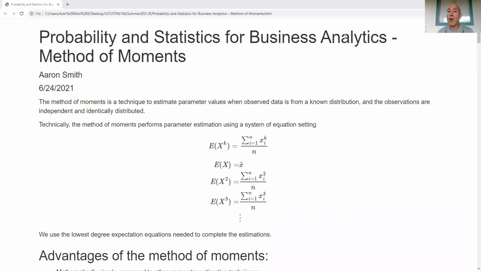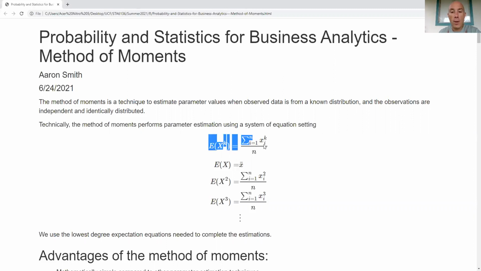So if I have a very complicated distribution to work with, let's say maybe 5 different parameters in there, which is possible, then I would be using 5 different equations. And this would be a system of equations. I would have to just go through and solve it.